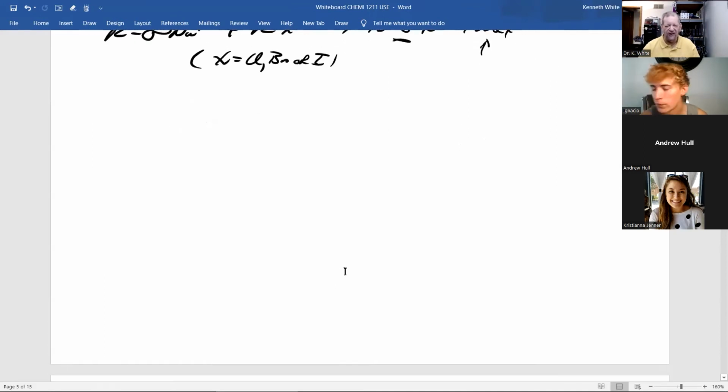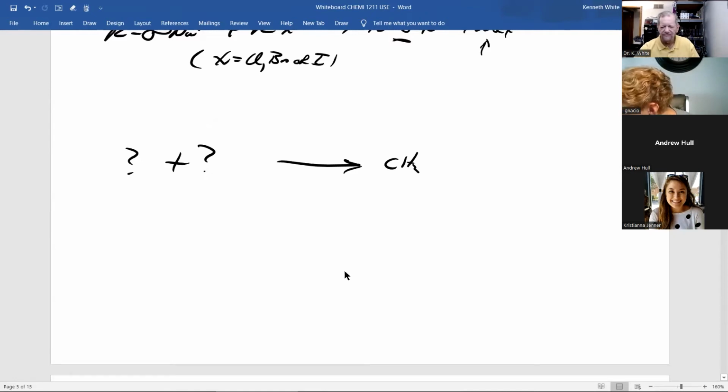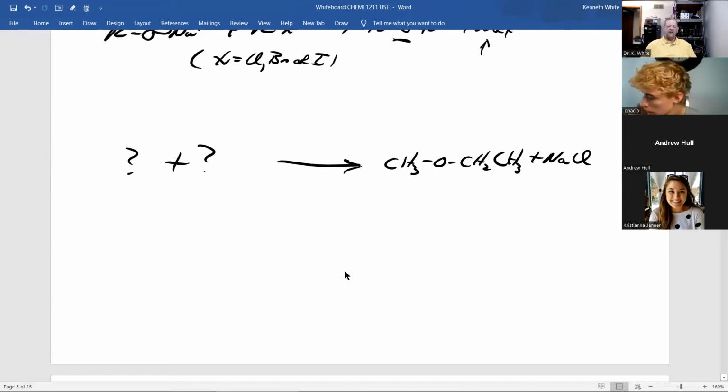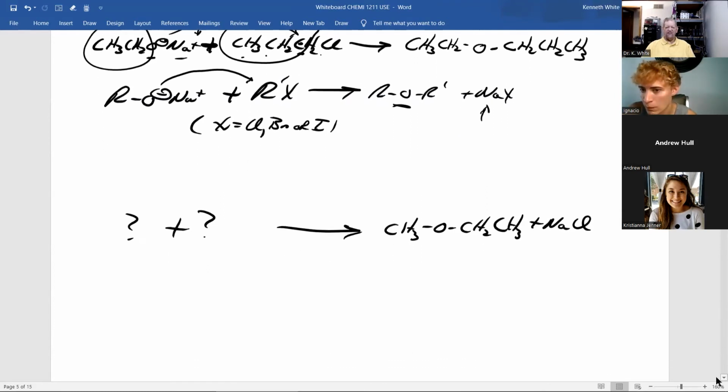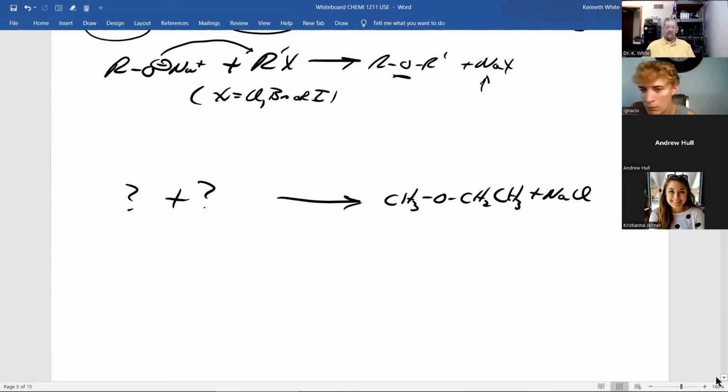Ooh, this is fun. Let's try something even better. All right, what two things would you react together to make those two things? Your turn. Like I said, this is the fun part. We call this synthesis. How do you make that?